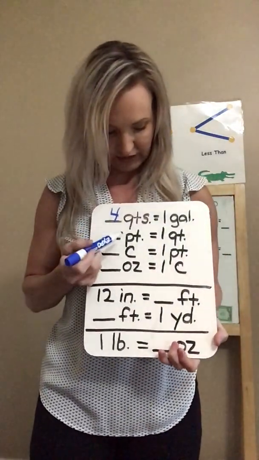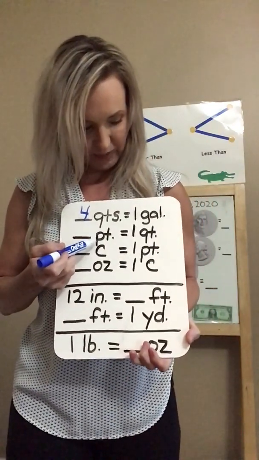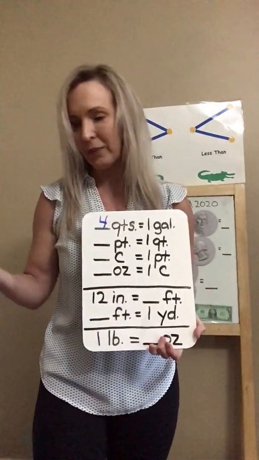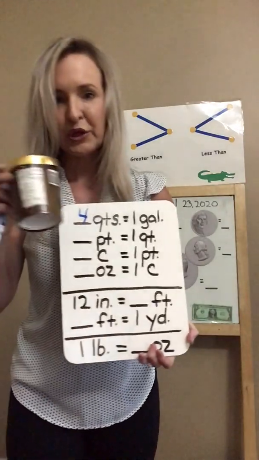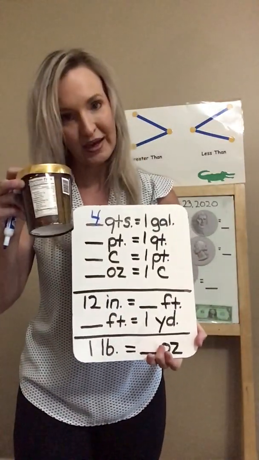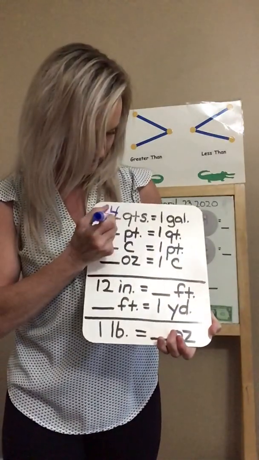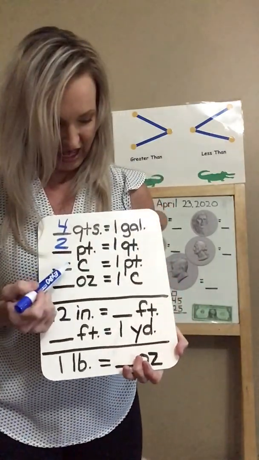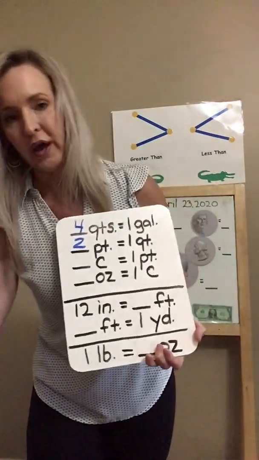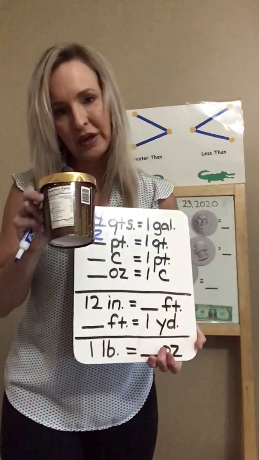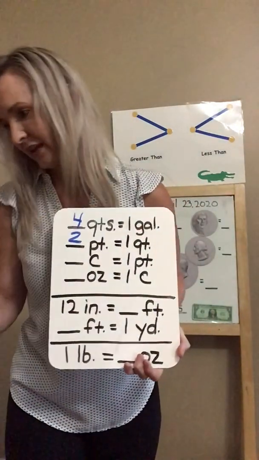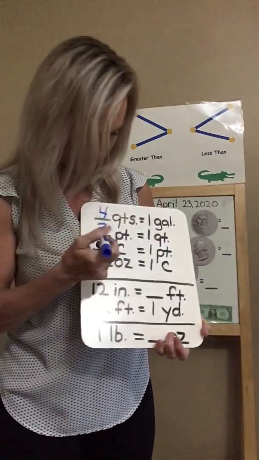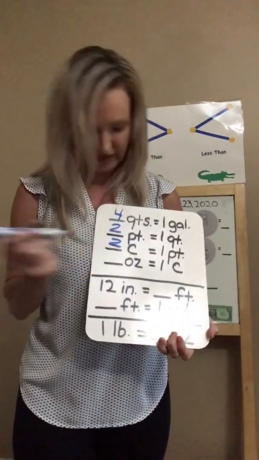How about the next one? This says pint. How many pints equals 1 quart? Quart lady, what makes a quart? How many pints? 2 pints. 2 pints a quart. 2 pints equals 1 quart. Now my C stands for cup. How many cups equals 1 pint? Pint boy, what makes a pint? How many cups? 2 cups. 2 cups a pint. Very good. My last one.